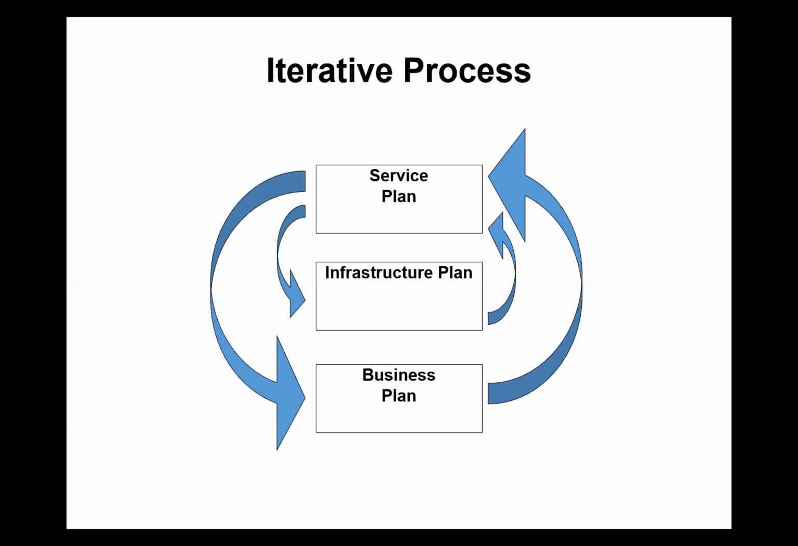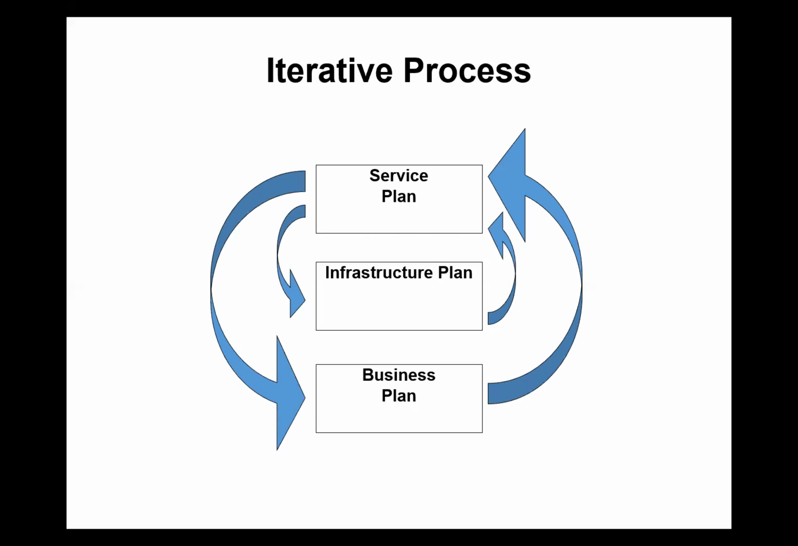But the big thing is that this is an iterative process. When you develop a service plan, you need to check it against the infrastructure plan. It may be that a particular bridge won't allow for the infrastructure, or the road widths won't allow for that type of service plan. So you have to kind of go back and forth.